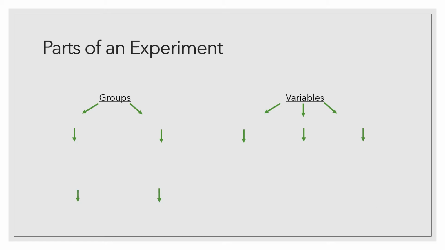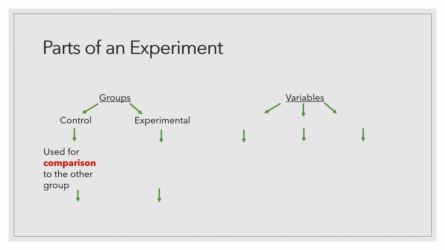We're going to go over the parts of an experiment. This is super crucial, y'all. When we think about an experiment, we have to think about groups and variables. So let's go over the groups first. First off, we have our control group. The control group is used for comparison to other groups. It's like saying it's the baseline, okay? And then our second group is the experimental group.